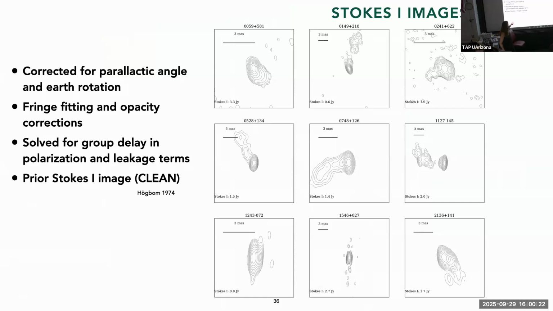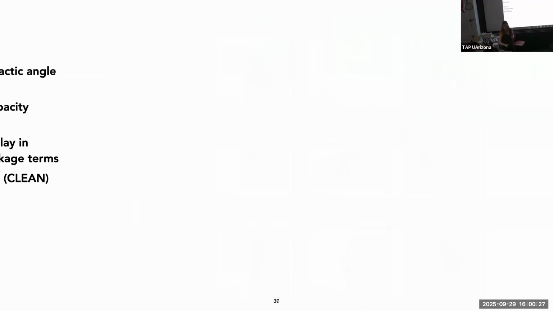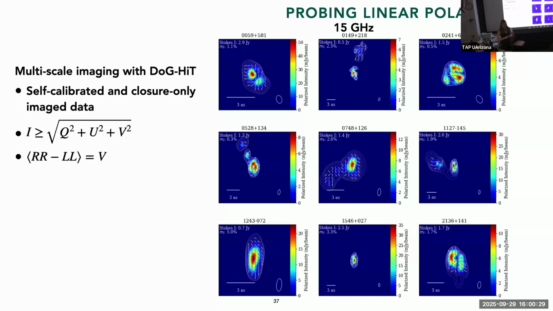From the Stokes I clean images as a prior, we went on to Docket. We performed multi-scale imaging with Docket. We used the self-calibration and closure-only approach. We made sure that the Stokes I is always greater than the linear polarization. And we didn't assume that Stokes V would converge towards 0, but that actually both the left and right-handed polarization contributes to Stokes V.